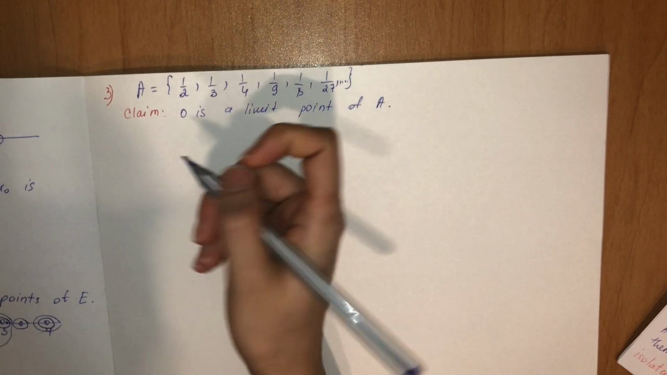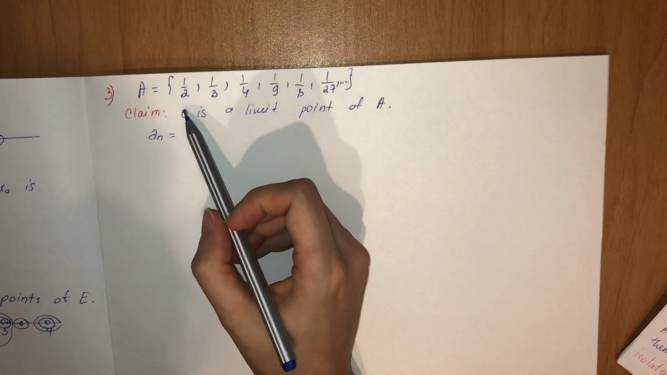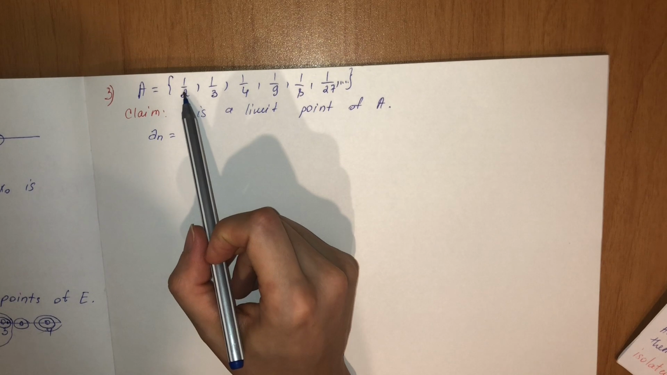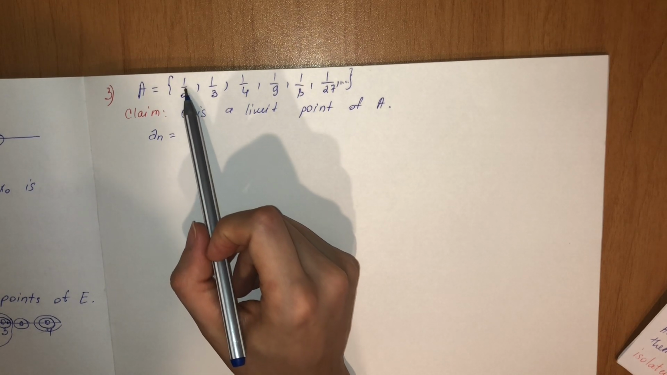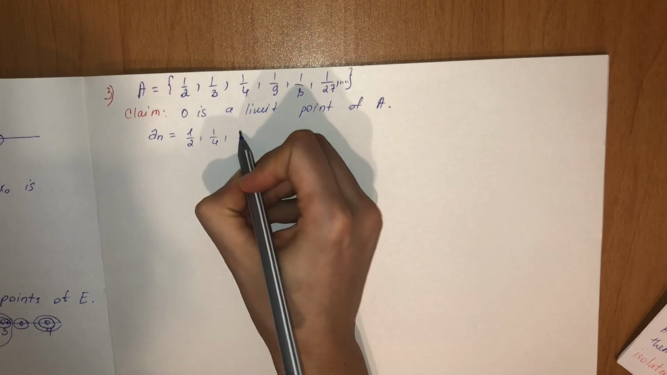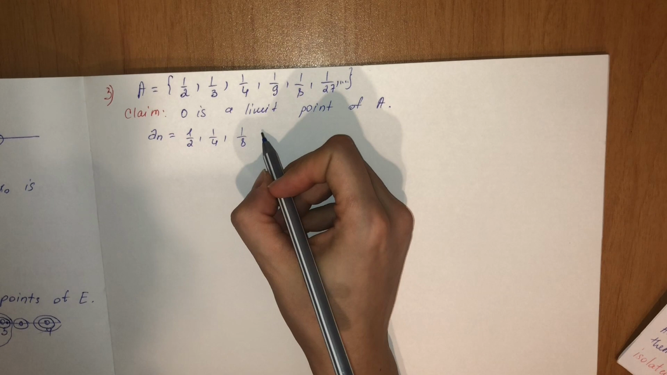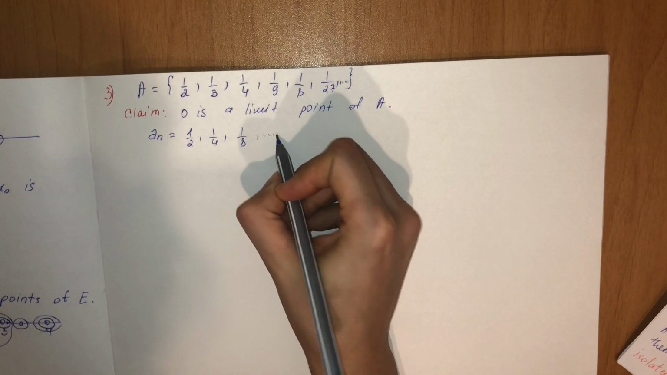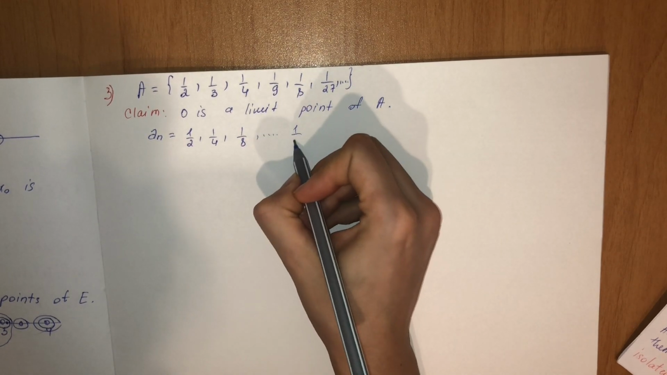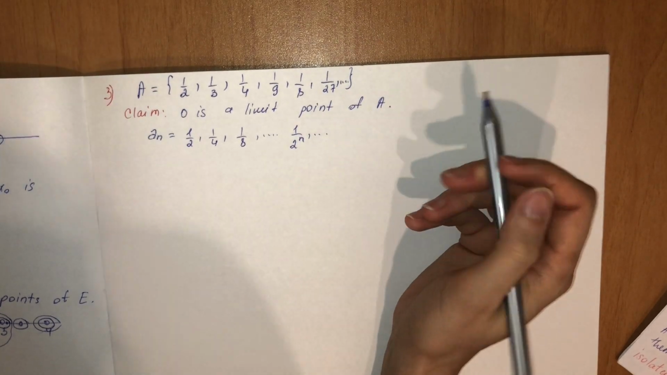For example, let it be delta n. As is clearly seen, our first sequence is 1/2, 1/4, 1/8, and so on, 1/2^n. It keeps going.